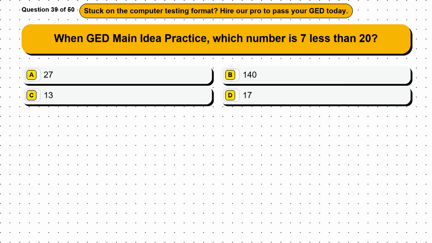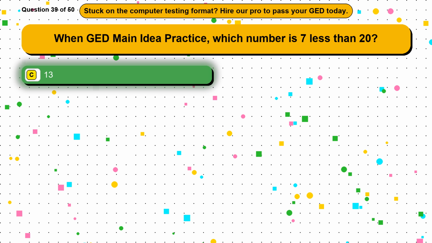Question 39. When GED Main Idea Practice, which number is 7 less than 20? Option A, 27. Option B, 140. Option C, 13. Option D, 17. The correct answer is option C, 13.